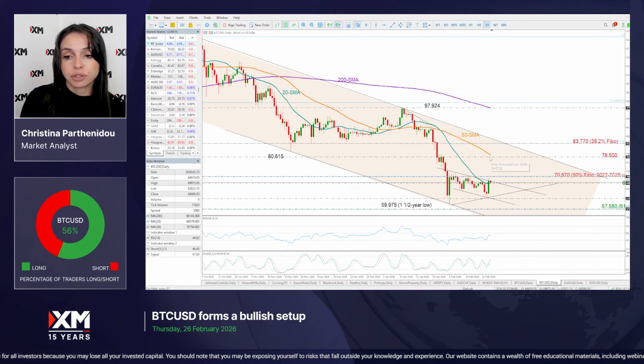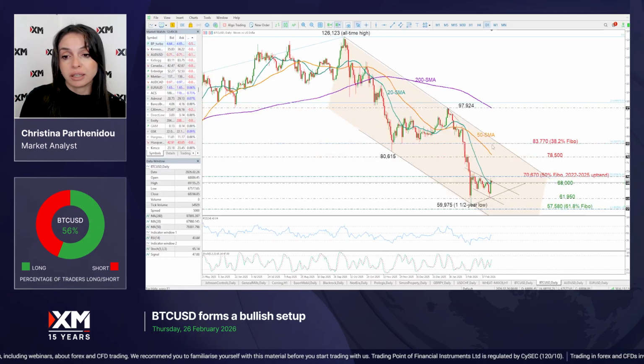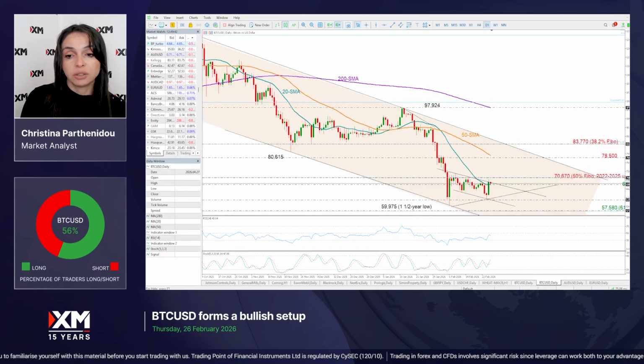Once we surpass the 50% Fibonacci mark of this uptrend, we could see a continuation towards the 50-day moving average. Perhaps the price could meet this line near 78,500, where it stalled earlier this month. Then higher than that, I would pay attention to the 38.2% Fibonacci mark of 83,770, because that's where the upper band of this bearish channel is placed. We need a significant violation here to the upside in order to change the outlook from bearish to positive.